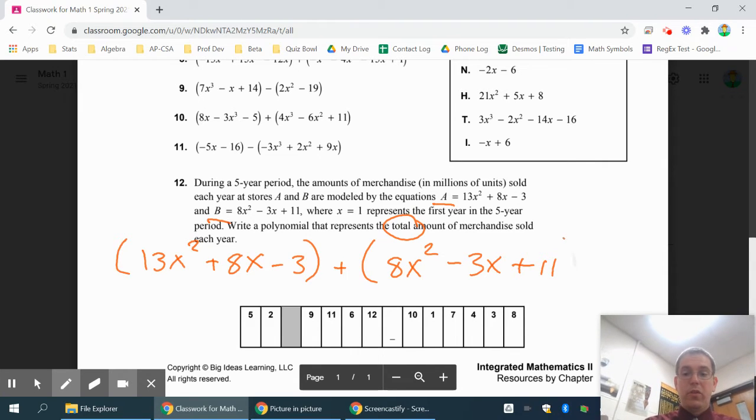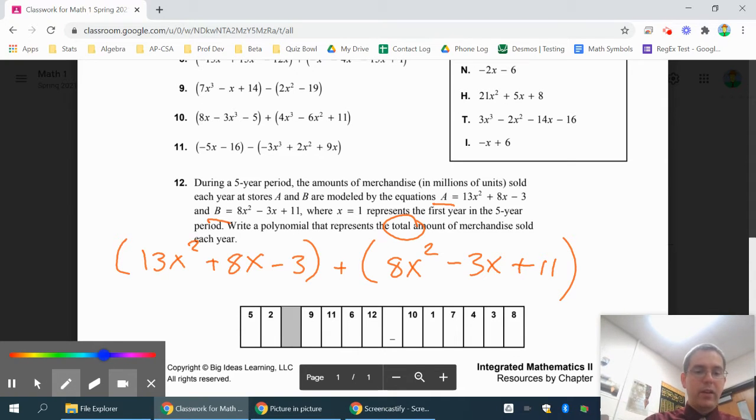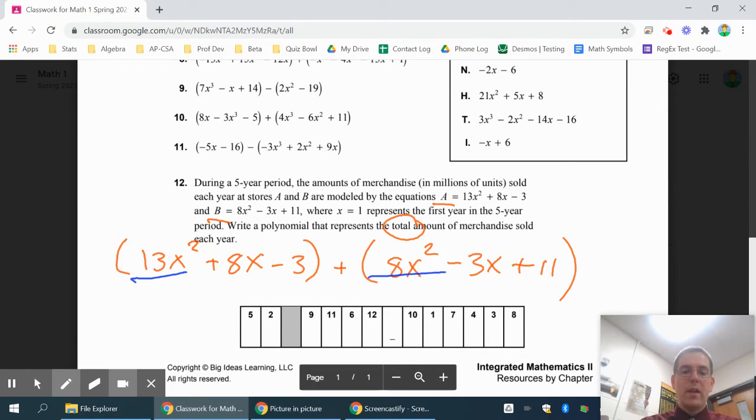Now this is just like one of your other addition problems up there, where if it's addition, you're basically just looking for like terms, and I think it's the best idea to start with the highest power you can find. So the highest power I can find is x squared. I can put the x squares together, and 8 plus 13 gives me 21x squared.